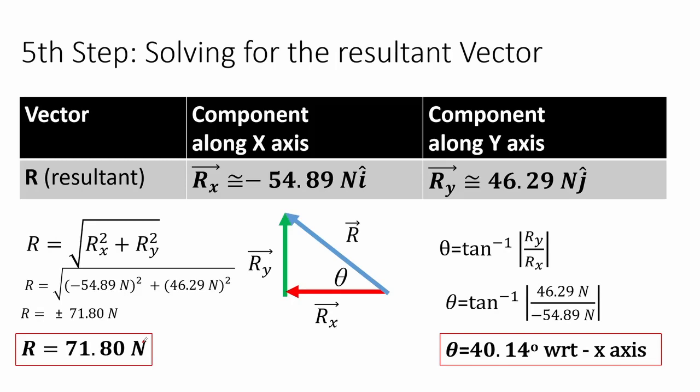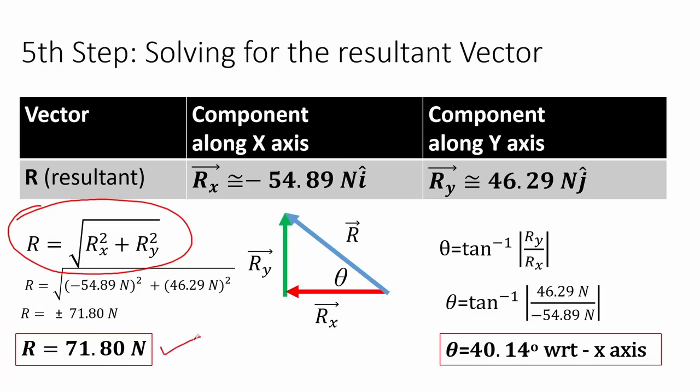To determine the magnitude of the resultant R we use the sum of the squares of its components. Substituting the values of the components into the equation we get the values for the resultant as positive and negative 71.80 newtons. However, we simply use 71.80 newtons because we are only measuring the magnitude of the resultant vector.